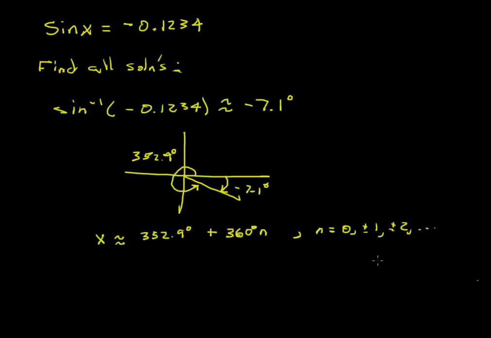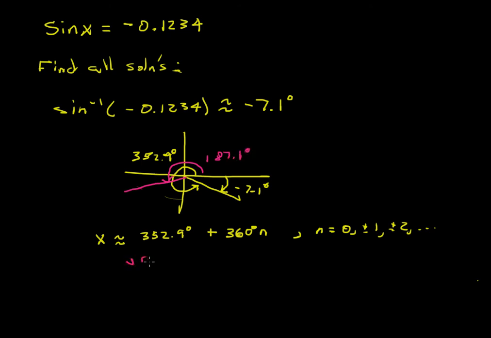Now we're not done, we're actually halfway done. We know from our knowledge of trigonometric functions that the sine function will hit a value of negative 0.1234 in two places in the unit circle. We found one. The other place where we're going to find a negative 0.1234 for the value of sine would be a reflection of that angle about the y-axis, so this angle over here. And that angle from here to there would be 180 degrees plus 7.1, so 187.1.